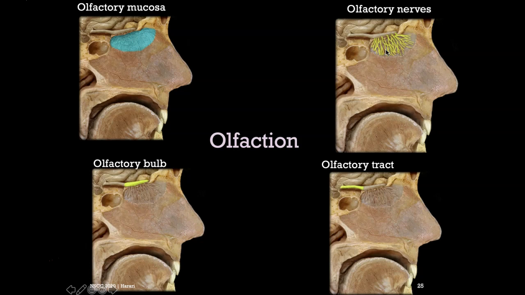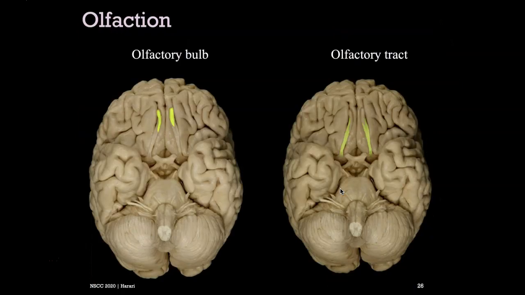These olfactory nerves, cranial nerves one, receive signals from the sensory neurons of the olfactory receptors, and these feed into the olfactory bulb, which sends the message toward the olfactory tract. Those go on the underside of the frontal lobes, where they go to the primary olfactory cortex. And from there, we know that there are secondary destinations like the insula and the orbital frontal cortex.